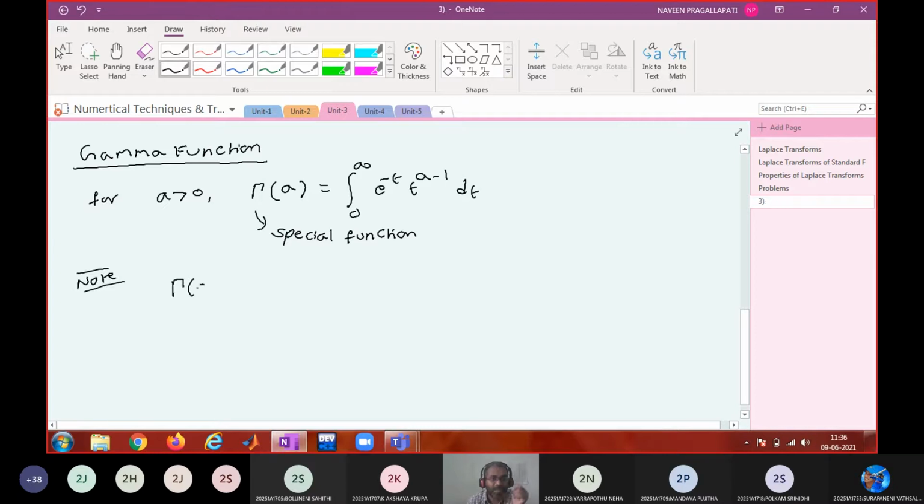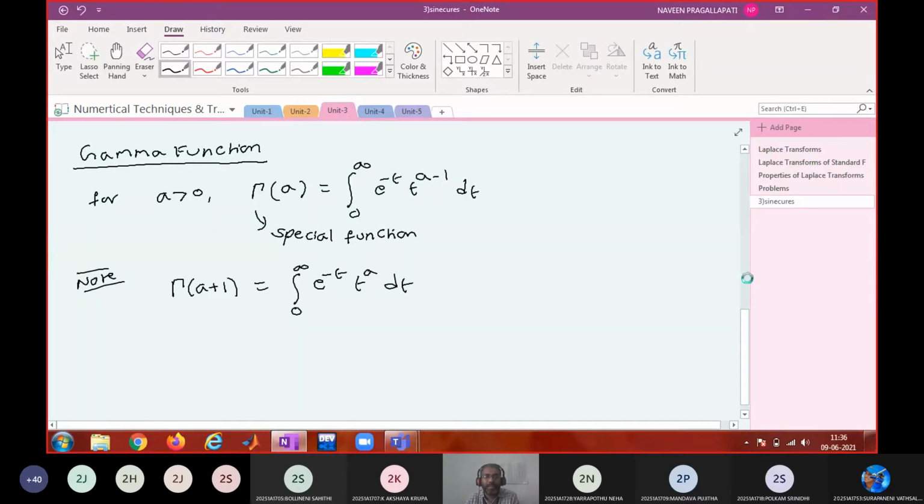What will be gamma of a plus one? Can you tell me the definition of gamma of a plus one? It is the integral from 0 to infinity of e power minus t, t power a plus 1 minus 1. If a is there, it is a minus one; if a plus one is there, it is a only, no? So t power a dt.